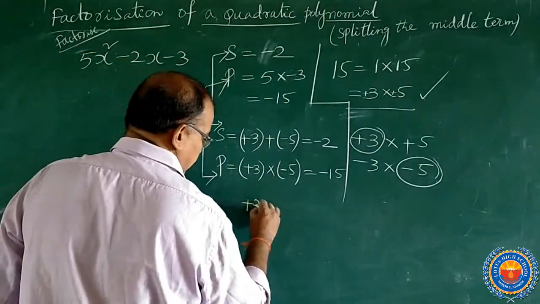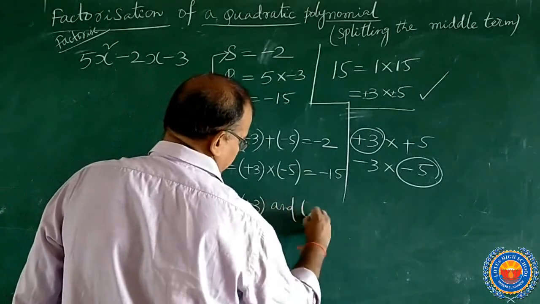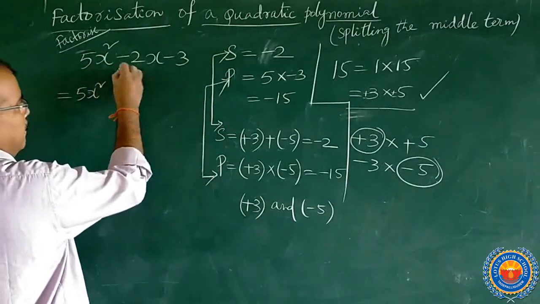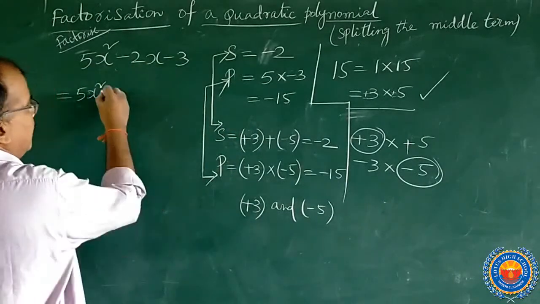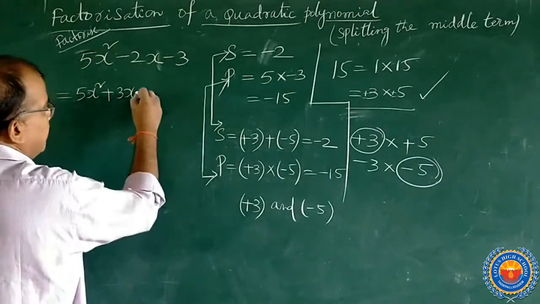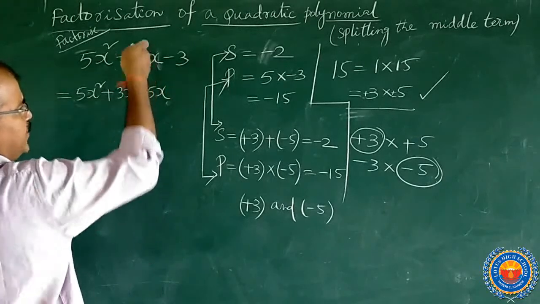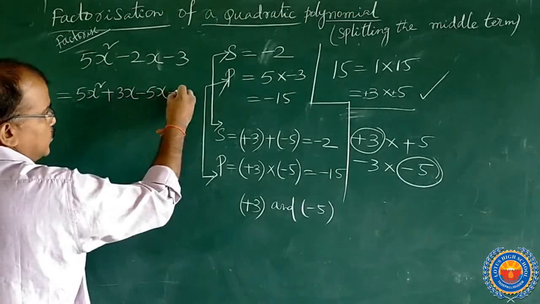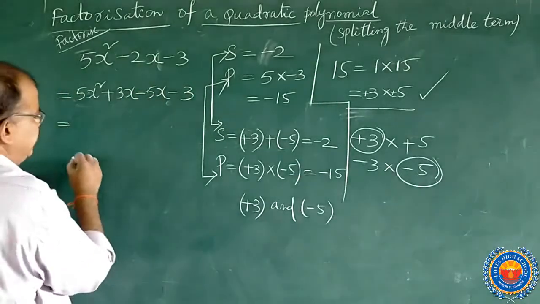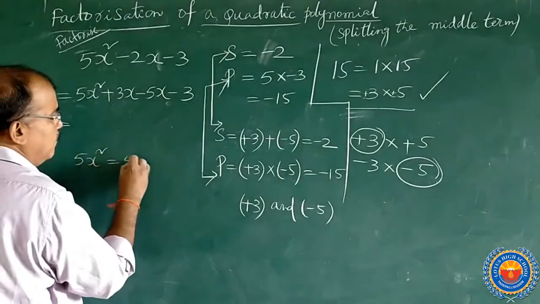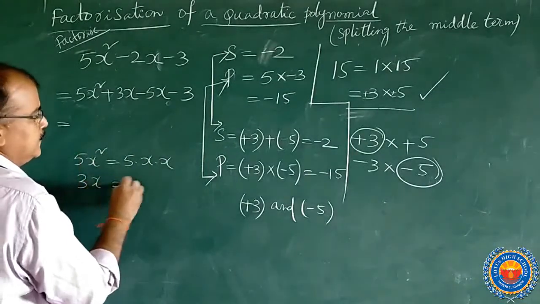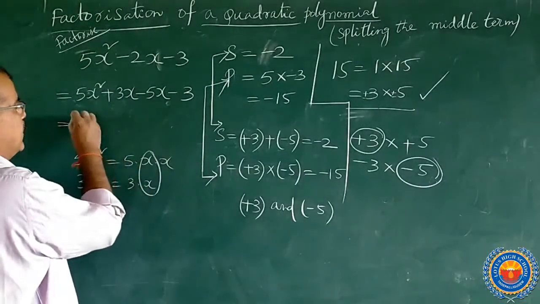So my numbers are plus 3 and minus 5, or minus 5 plus 3. So 5x square minus 2x I can write there as 5x square plus 3x minus 5x minus 3. Don't write minus 15. Factorization: 5x square is 5 into x, 3x is 3 into x. Which is common? x is common. That's what I have taken.